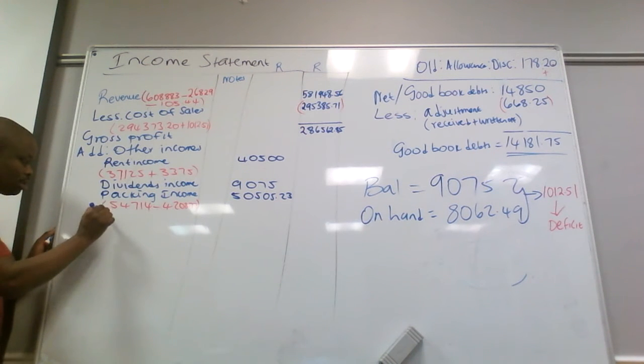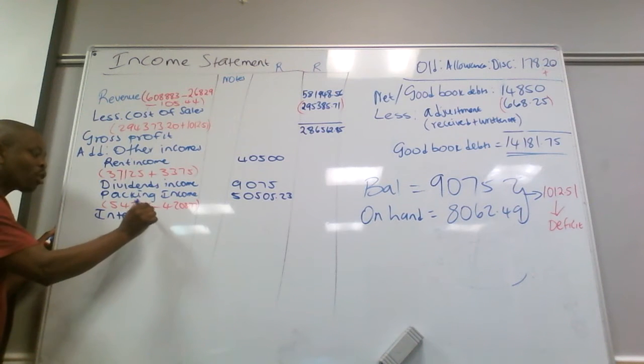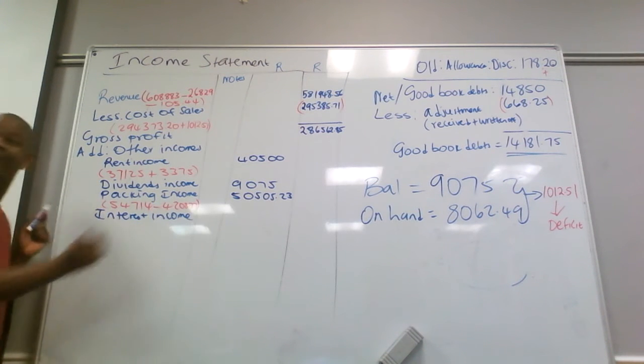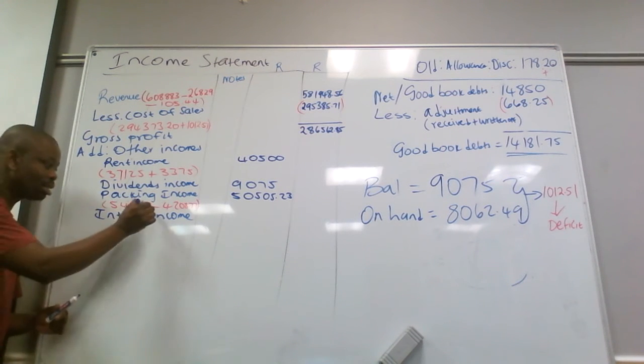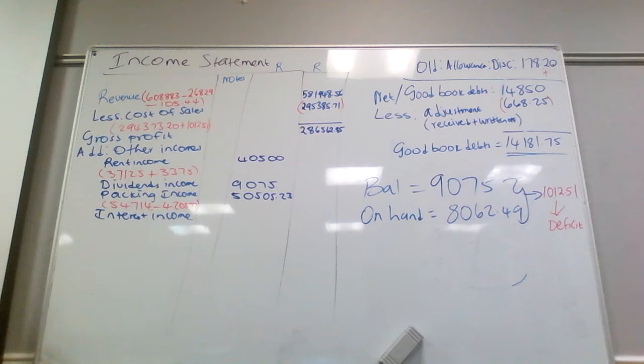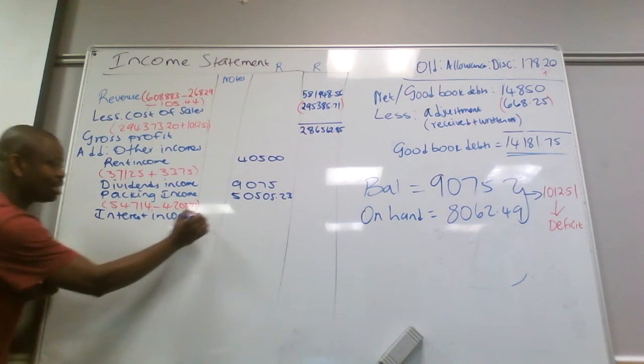Interest on debtors account. Guys, interest on debtors account is part of what we call the interest income. She said interest on what? I said it's part of interest income. So they said no.